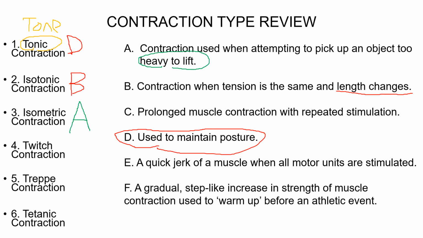We have twitch, and remember, twitch is just a singular movement. So the only one that's singular, you see C is prolonged, E is gradual. So a quick jerk of a muscle would be a twitch. So we'll put E. And then we just have it narrowed down between treppe and tetanic. And remember, treppe is the warm-up one. That's the building up one.